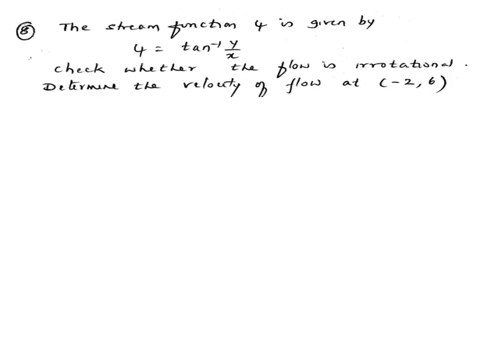This problem is very important, where the stream function psi is given by psi is equal to tan inverse of y by x. Check whether the flow is irrotational. To check this, again it should satisfy the Laplace equation, dou square psi by dou x square plus dou square psi by dou y square should be equal to 0. You can use the definition of psi, find out the velocity, and substitute the values of x and y.